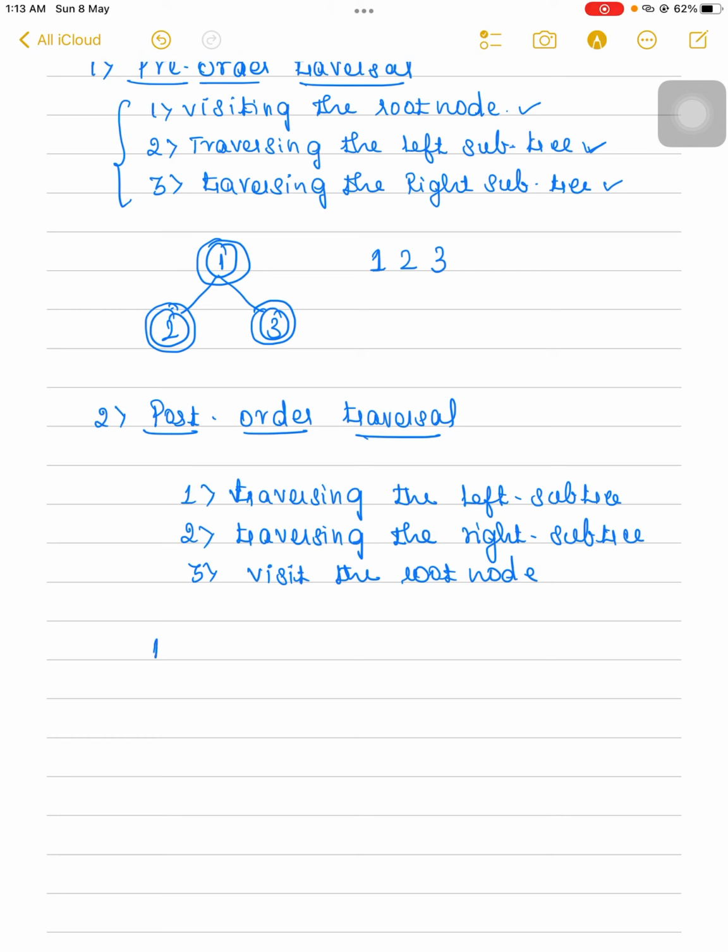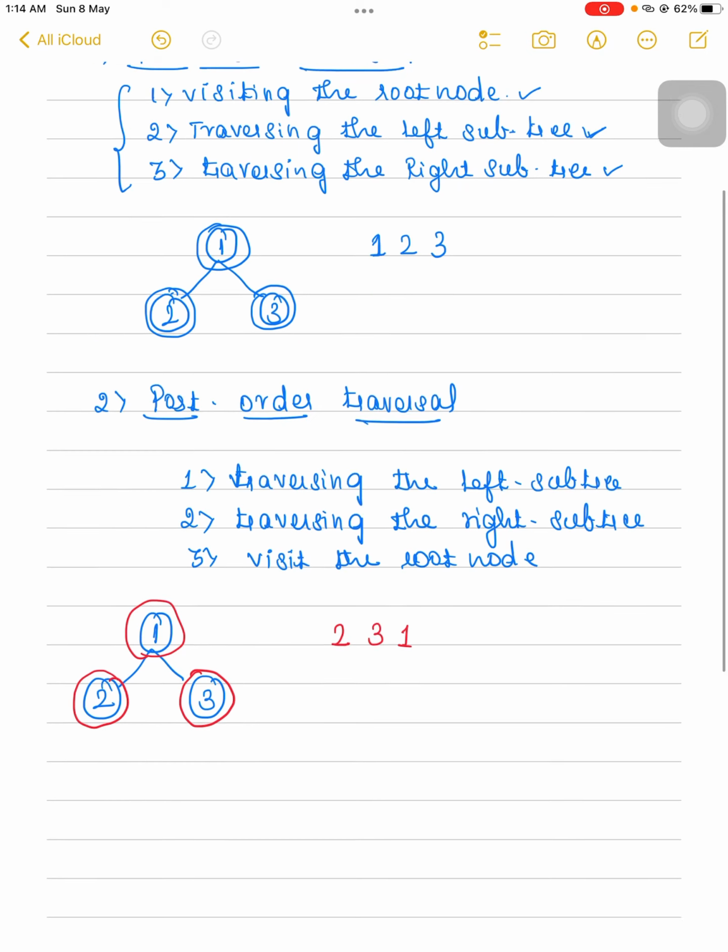Let's take the same example, node number 1, 2 and 3. According to the steps given here, the very first step of post-order traversal is visiting the left node. So first it will visit the left node, 2. After visiting the left node, it has to move on to the right node. The right node is 3, and then finally it will come to the root node, that is 1. And this is the solution for post-order traversal.